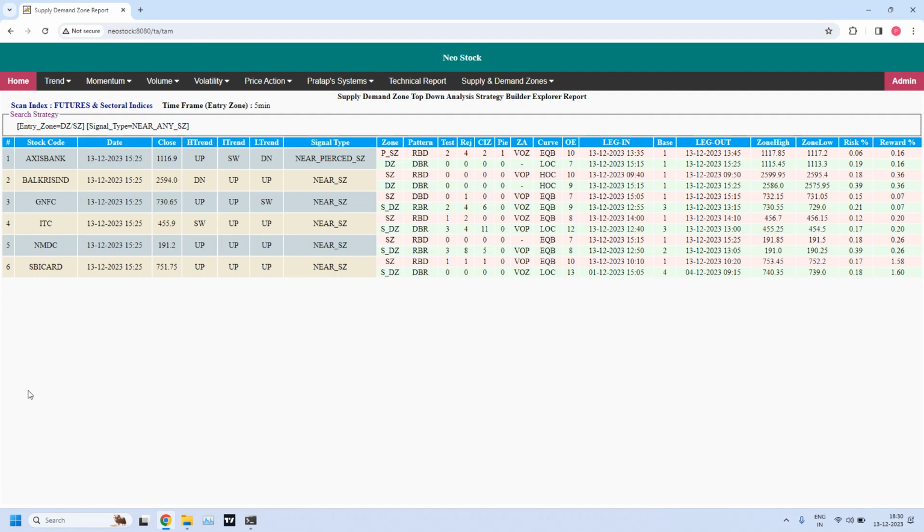So this is the total list of the stocks near demand and supply zones for all the time frames. I hope this information is useful to you for your further study and analysis.